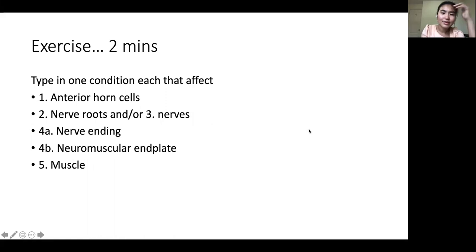One, polio. Number two, conditions that I mentioned in this discussion that can affect nerve roots and nerves. Vasculopathy, botulism, nerve endings, great. Polymyositis is muscle. Now somebody is missing neuromuscular end plate. Lead poisoning, excellent. Nobody has mentioned neuromuscular end plate. Yes, myasthenia gravis, LEMS, perfect. Excellent. Myasthenia gravis, excellent.